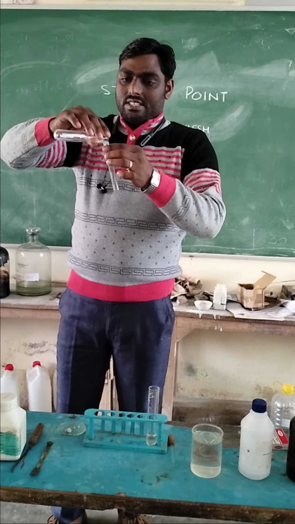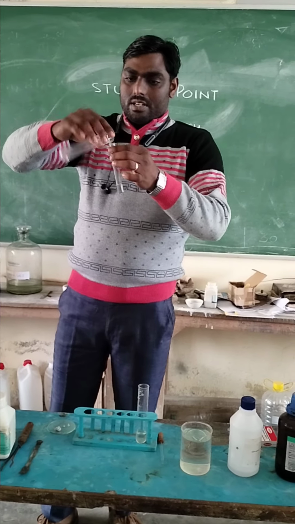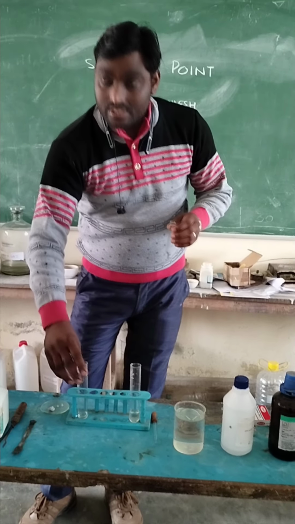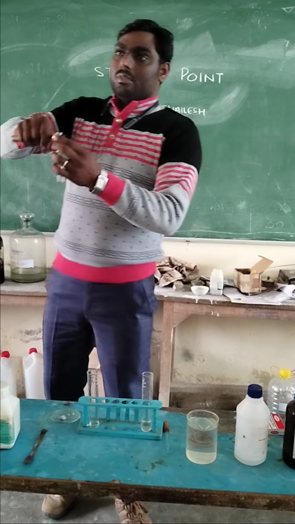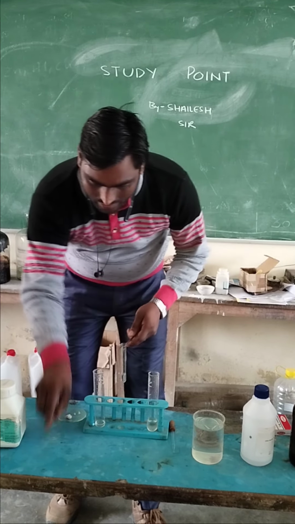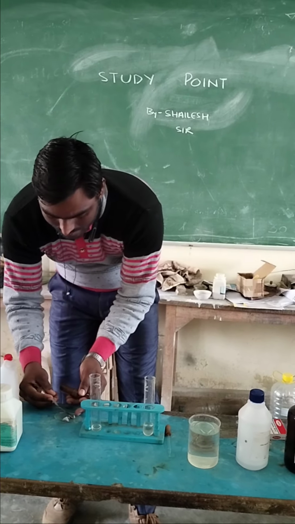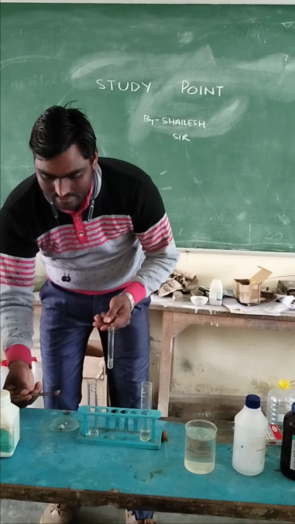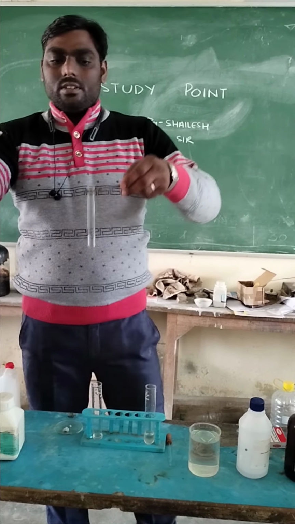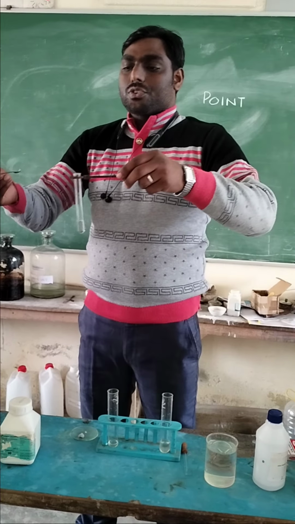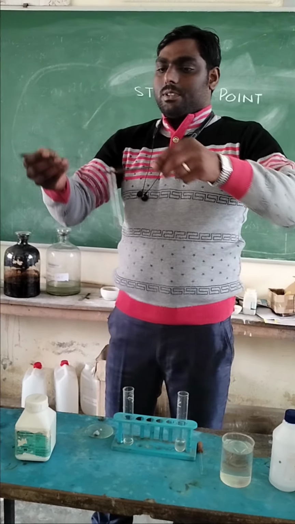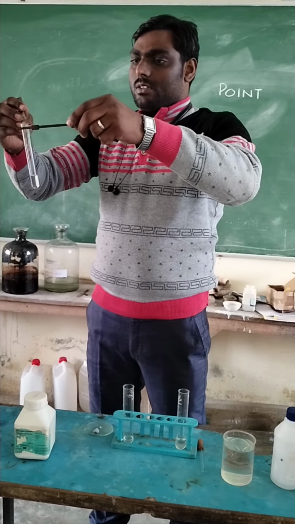I am going to take a small piece of sodium metal to perform the reaction of alcohol with sodium metal. Just see, this is a small piece of sodium metal. As we know, sodium metal is a very highly reactive metal, so a lot of precautions should be used to perform this experiment. So now I am going to put it.